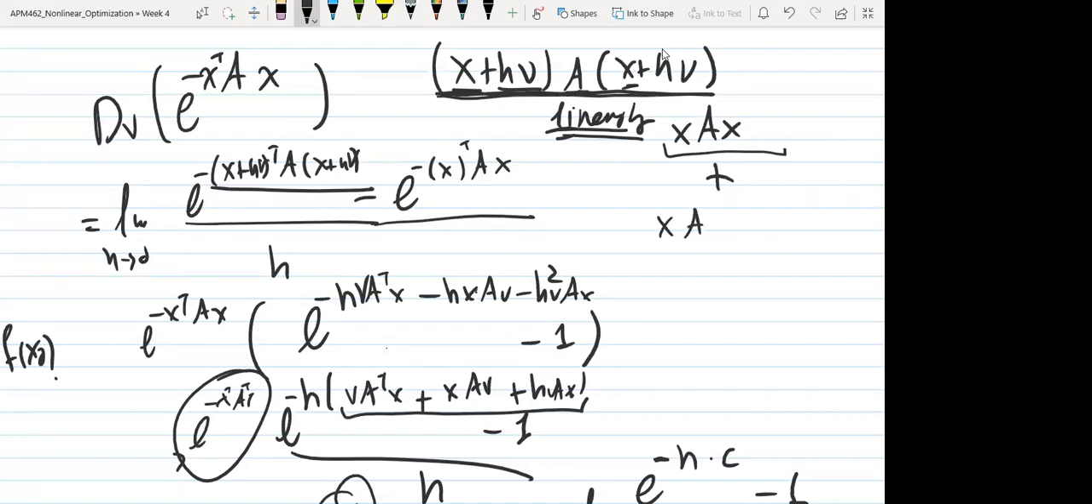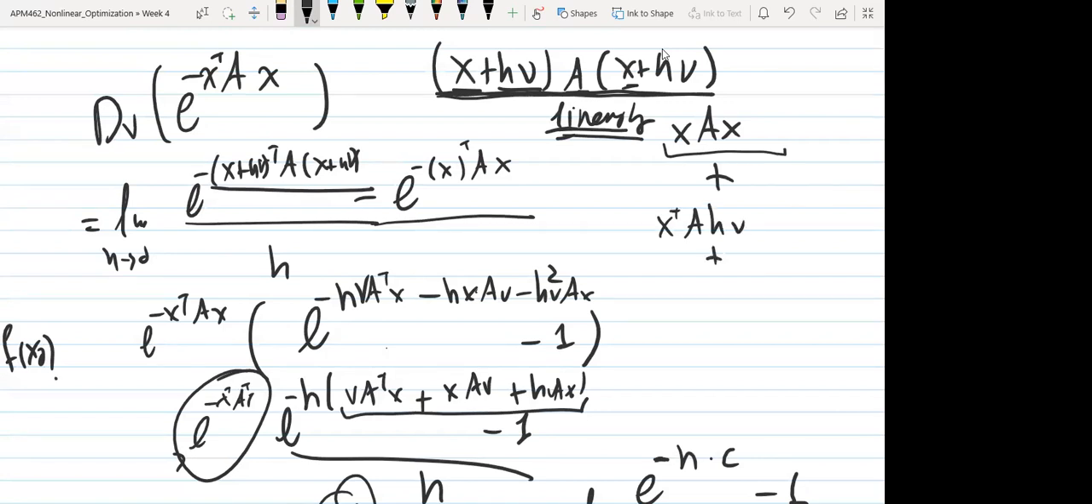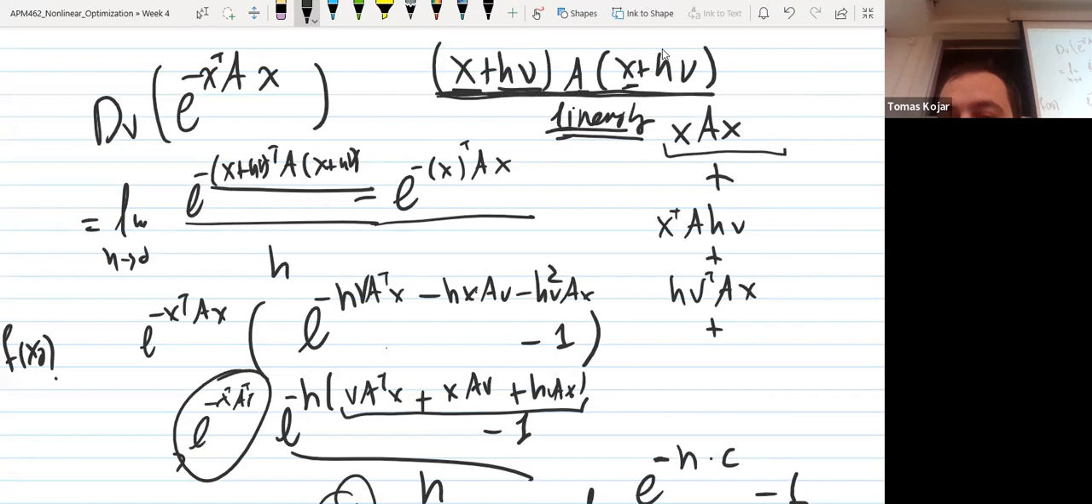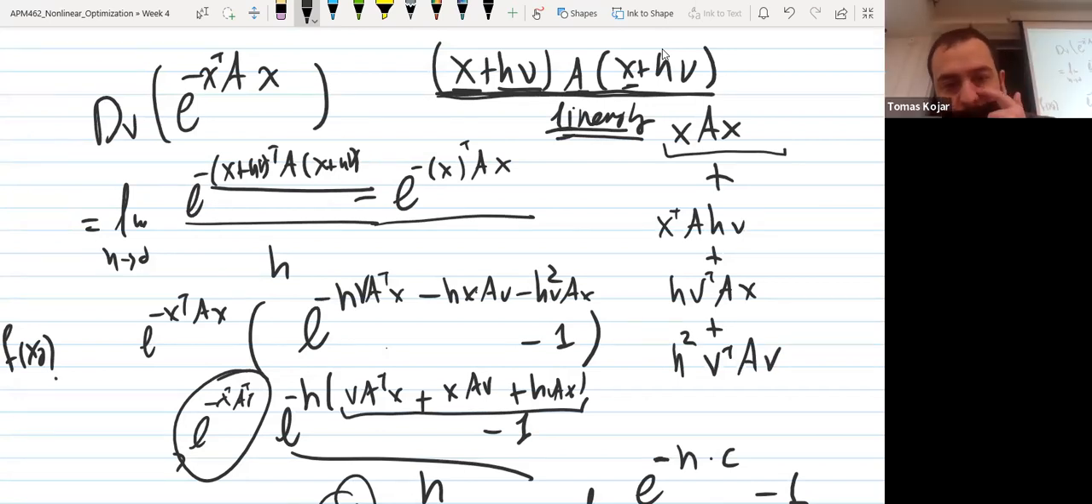x^T A hv. X transpose A hv. What about the third one? hv transpose A x. Yep. And the final one? hv transpose A hv. Yeah. You see, that's how we got it. I probably made mistakes here. It's probably v^T A v.